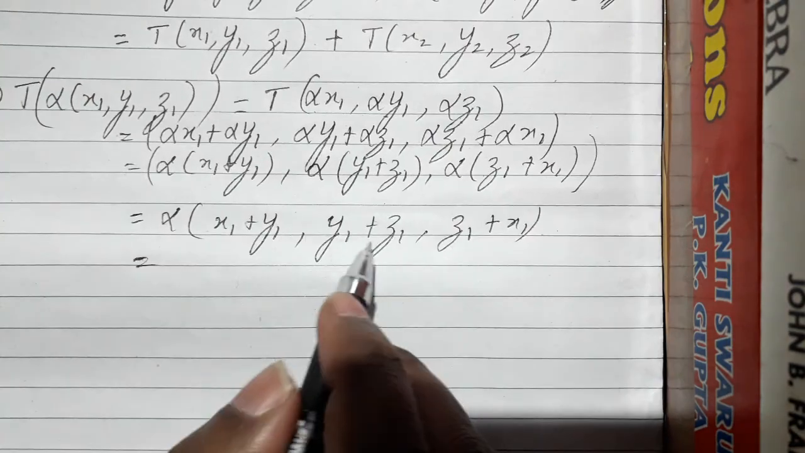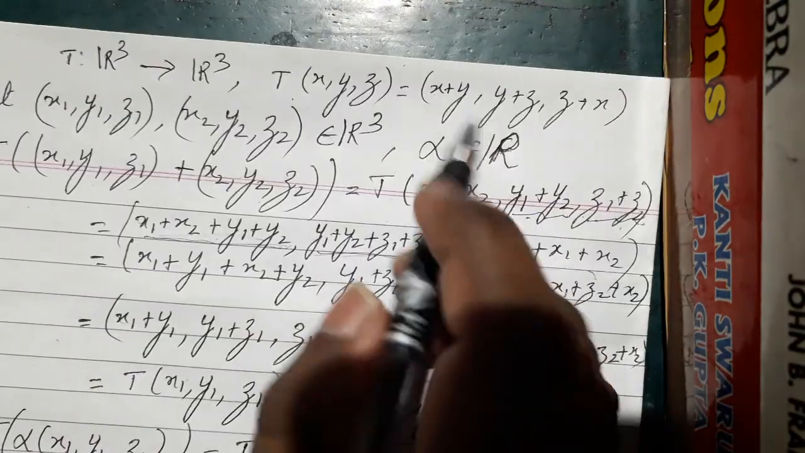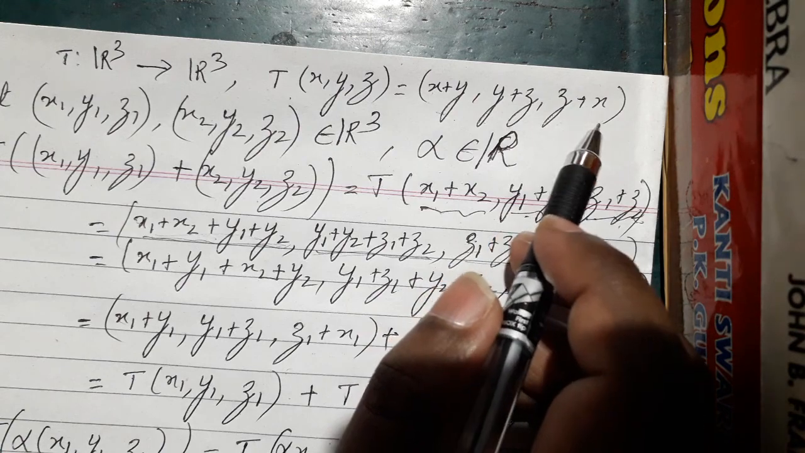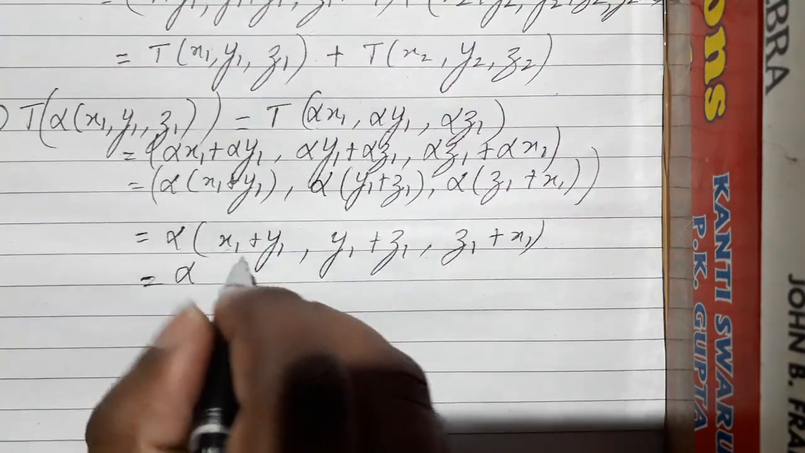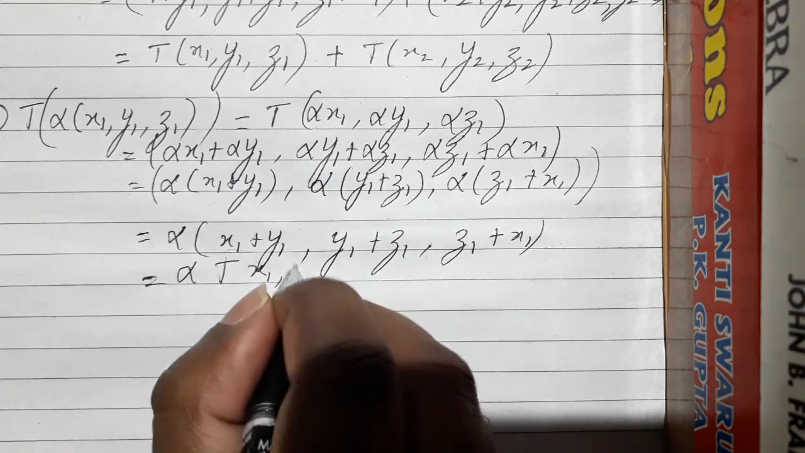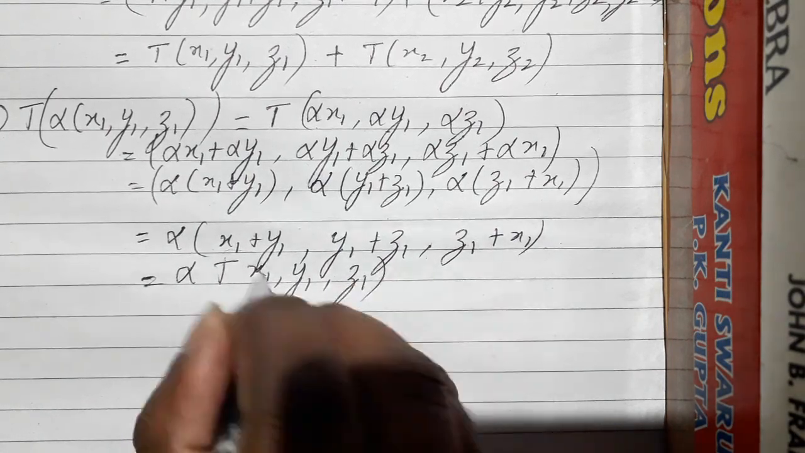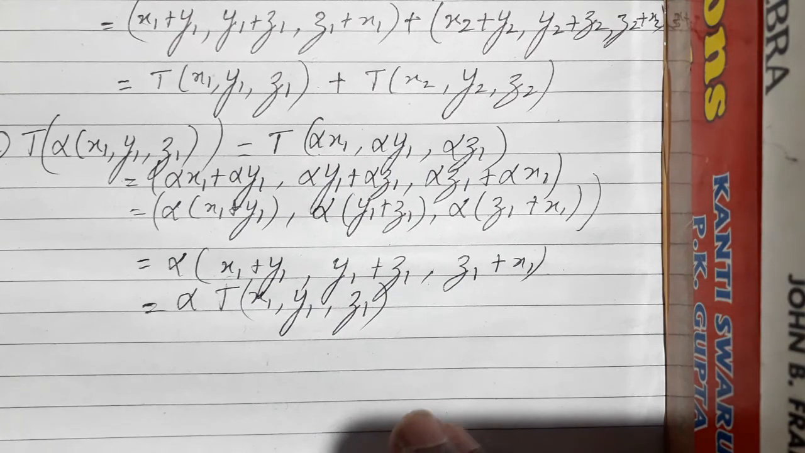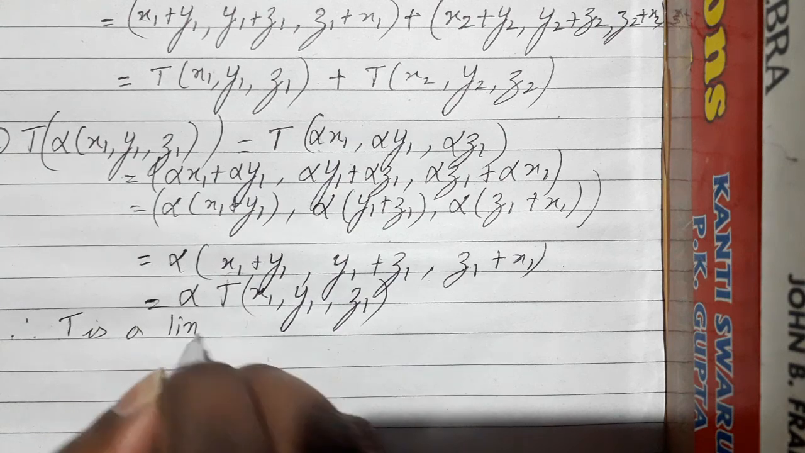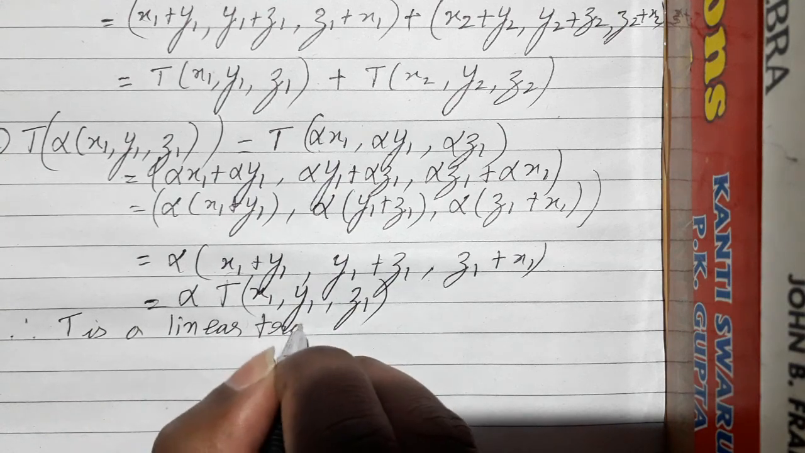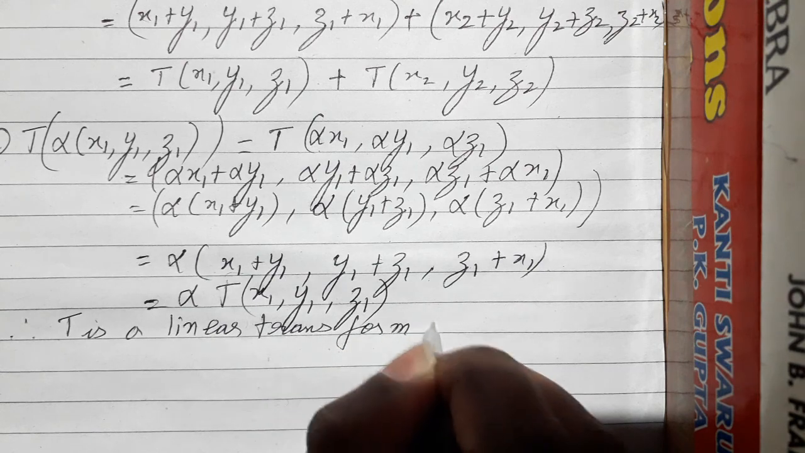Okay, so if I reverse the definition, according to the definition, this (X plus Y, Y plus Z, comma, Z plus X) is T of (X, Y, Z). So if I use this definition here, we get alpha T of (X1, Y1, Z1). So this T satisfies both the conditions, therefore T is a linear transformation. We have shown that T is a linear transformation.